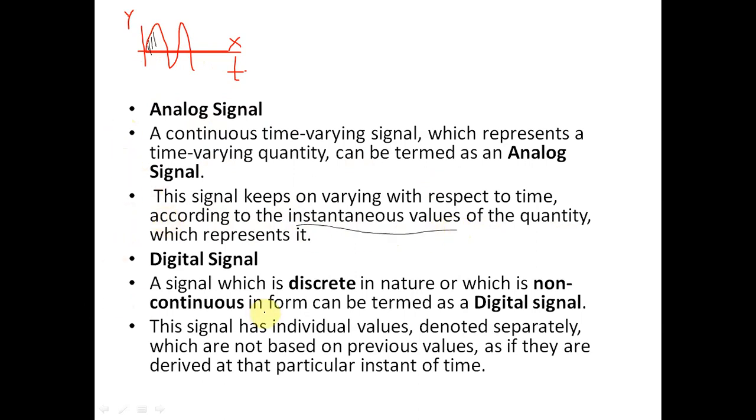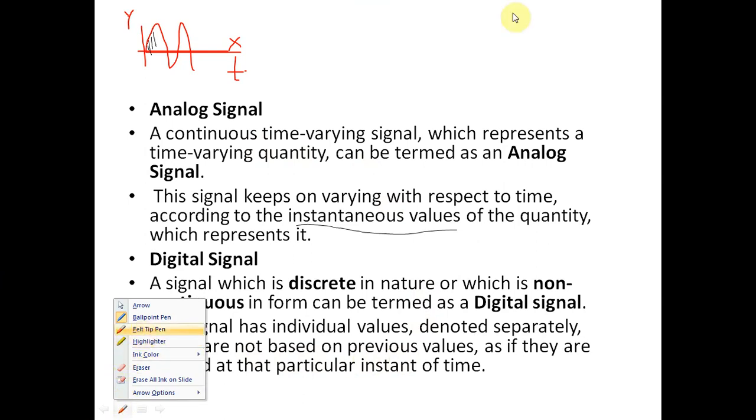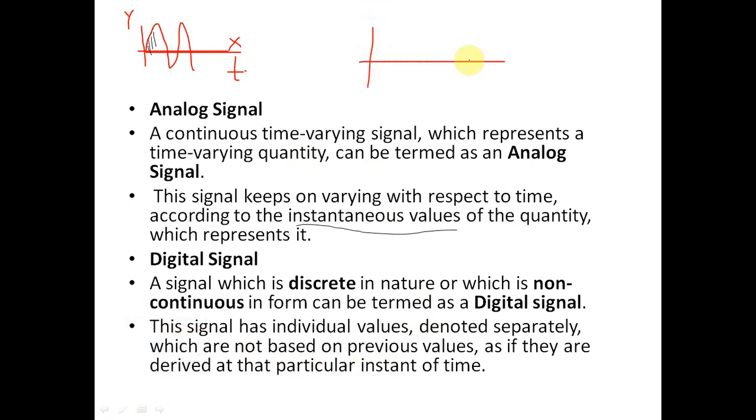But the digital signal is discrete in nature. This one is the digital signal. In digital signal, amplitude is constant. Here 1, here 1, here 1, and this one is 0, 0. This amplitude each and every time only differs with two values, 1 and 0. So it is termed as a digital signal.